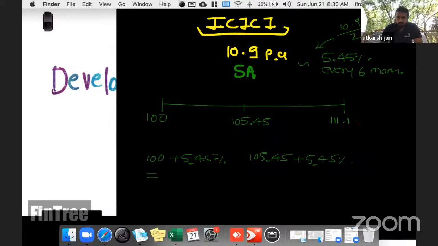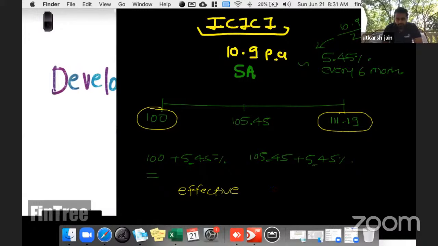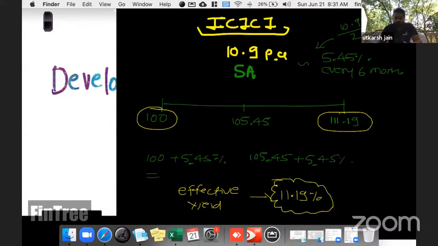111.19. So the way you want to think of this is, you would say that at the beginning of the year, I started with 100, but at the end of the year, I ended up with 111.19, which means effectively what I've really earned here per annum, the effective yield income per annum, is 11.19 percentage. So this is going to be the point of comparison. That's how we are going to compare the different yields.